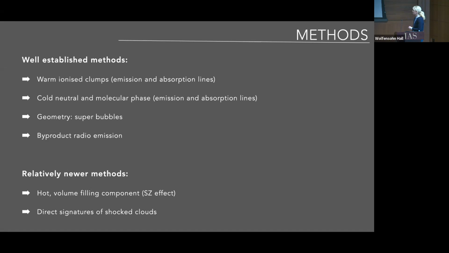The well-established methods include looking at the emission and absorption lines of different gas phases, the ionized gas, the cold neutral gas, the molecular gas phase, just by looking at the geometry of your outflow or of the hot medium in galaxies, but you can also just look at radio emission that may be a byproduct of winds plowing through their host galaxies. And then newer methods include, for example, trying to observe the hot volume-filling component of feedback through the SZ effect, the Sunyaev-Zeldovich effect, or looking for direct signatures of shock clouds. But again, in this talk, I will be mostly focusing on the methods described above.